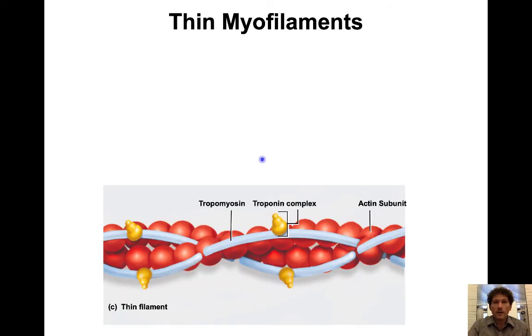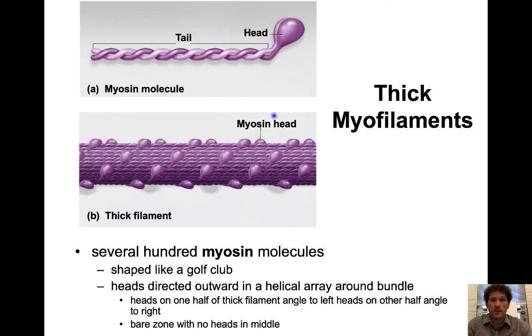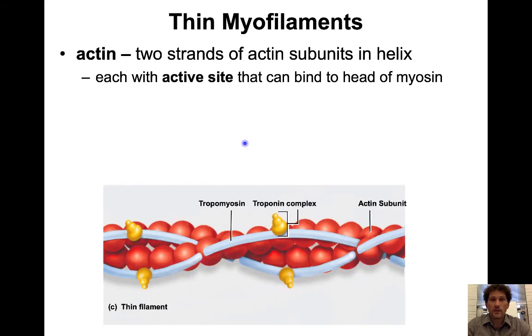Okay. Now our thin myofilament is called actin. Our actin molecules here are two strands of these little actin subunits, and each of those subunits has an active site, and this is really important to note, that active site can bind to a head of myosin. So when we think about those little subunits, one active site will bind to this head, one active site will bind to this head and this head. So you can see here we've got all these subunits, each with an active site that can bind to one of those heads.